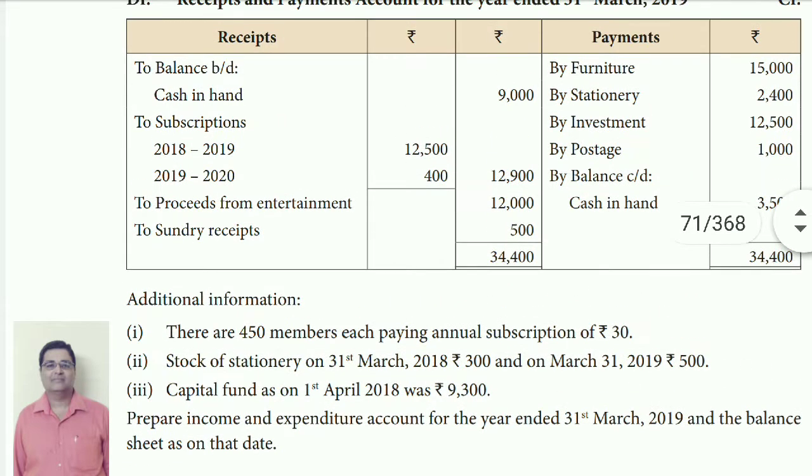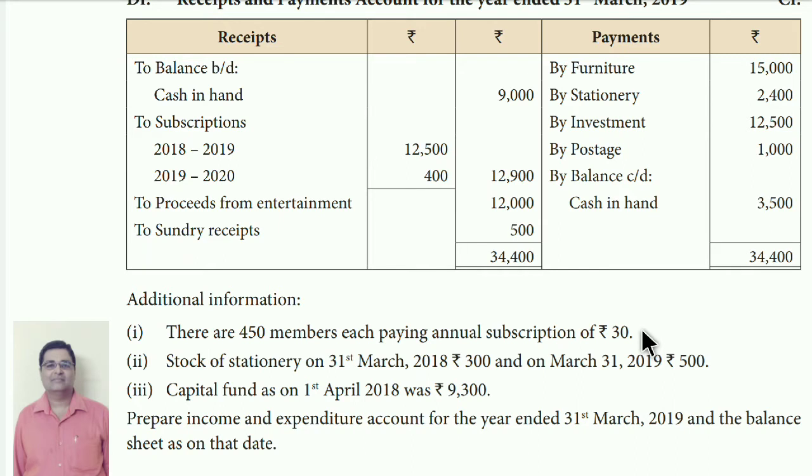Now, see the question. In this question of receipts and payments, the adjustment is given. There are 450 members, each paying annual subscription 30 rupees. Capital fund is given, so no need to prepare the opening balance sheet because capital fund is given in the question. Prepare income and expenditure account for the year ended 31st March 2019 and balance sheet as on that date. Now always start the sum from the adjustment. There are 450 members, each paying annual subscription rupees 30.